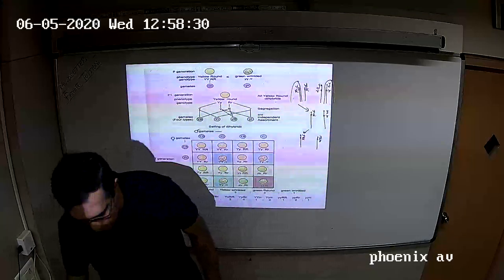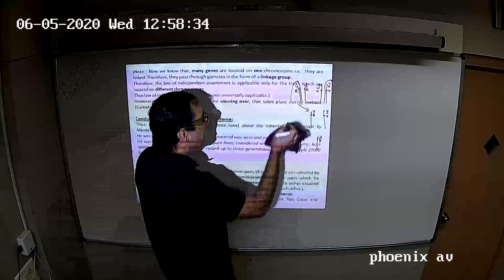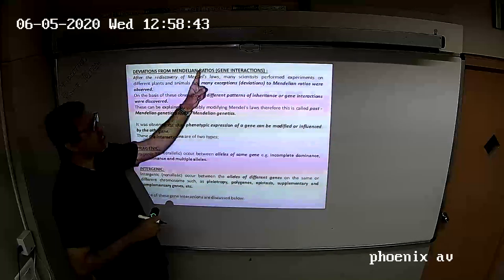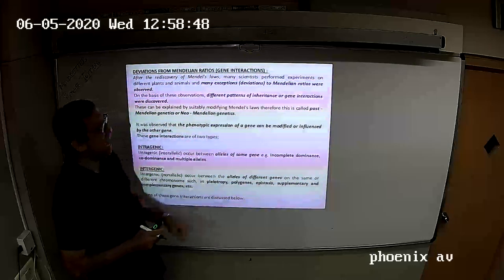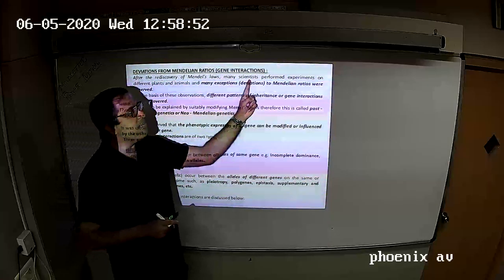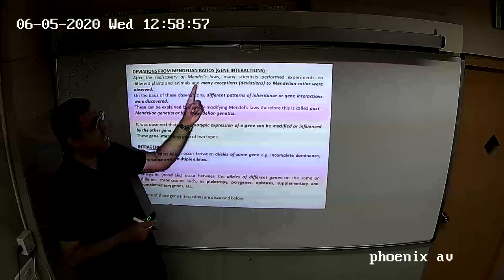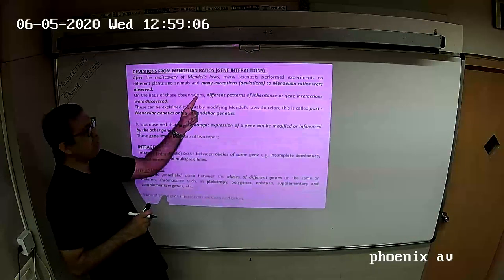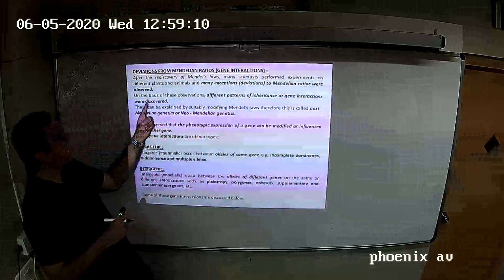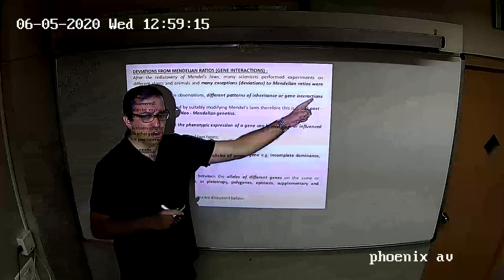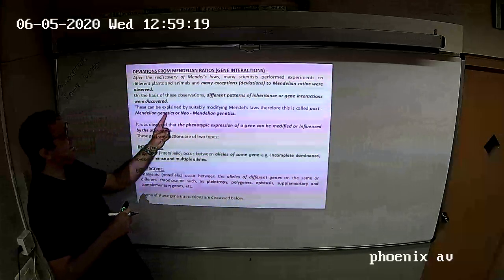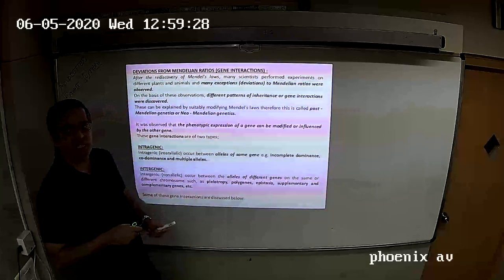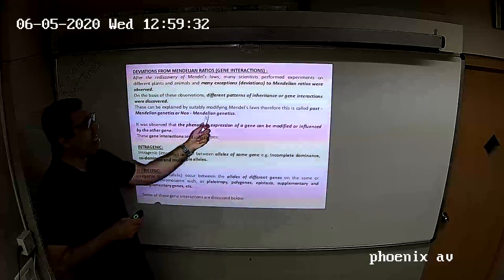This was what we had done in the last session, where we analyzed the concept of Mendelism. And then, post-Mendel, we got lots of deviations from Mendel's ratios, which are called gene interactions. After the rediscovery of Mendel's laws, many scientists performed experiments on different plants and animals, and many exceptions or deviations to Mendel's ratio were observed. On the basis of these observations, different patterns of inheritance or gene interactions were discovered, and these are called post-Mendelian genetics, also called neo-Mendelian genetics. So everything after Mendel, and the new laws which were discovered, are called post-Mendelian or neo-Mendelian genetics.